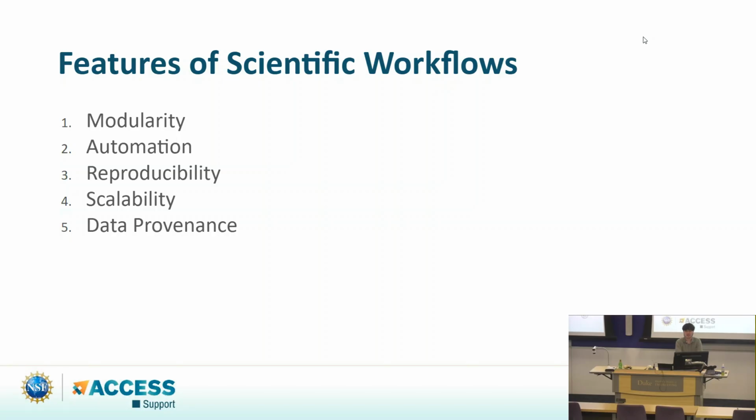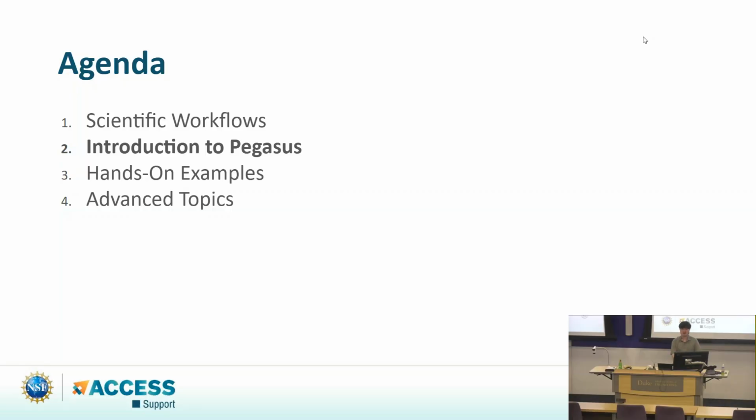Finally, the last one is data provenance. That means that we should be able to tell where our data is coming from. We need to know the origins of our data. And we'll see later on how Pegasus implements all 5 of these features in order to provide a system that can effectively become a workflow management system. So let's talk about Pegasus now because we covered what scientific workflows are.